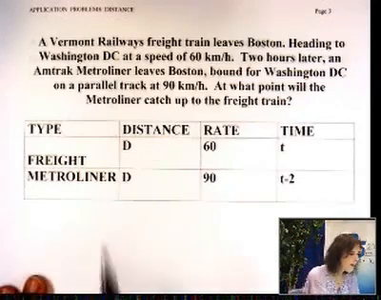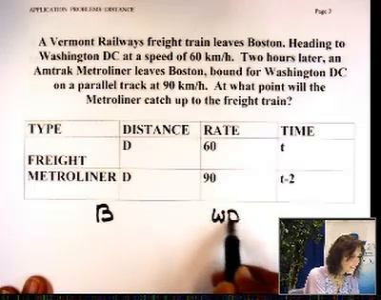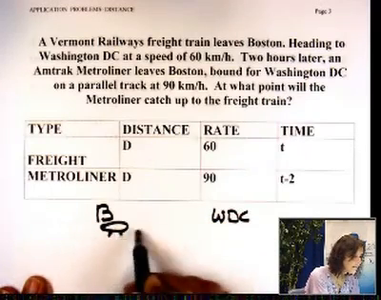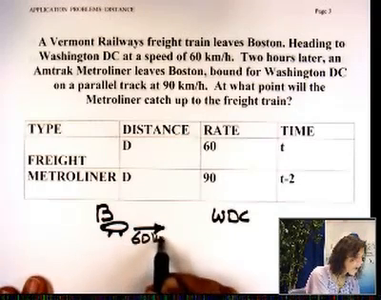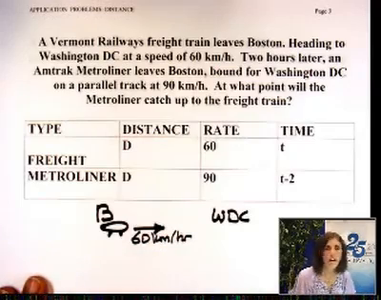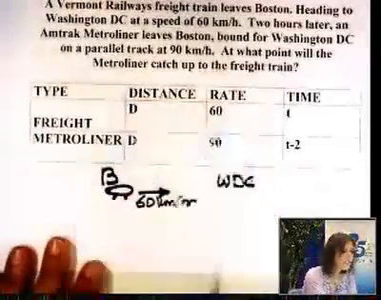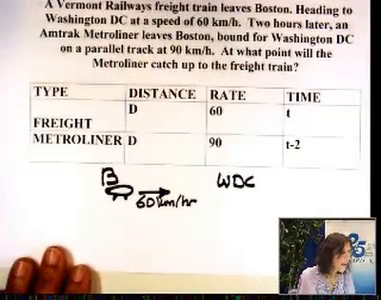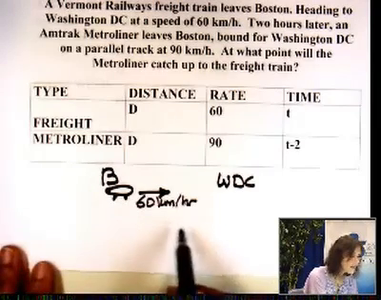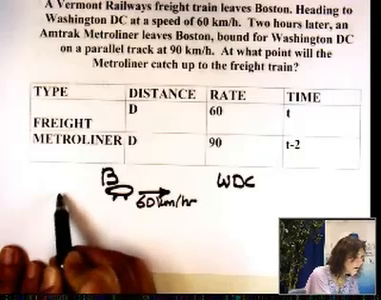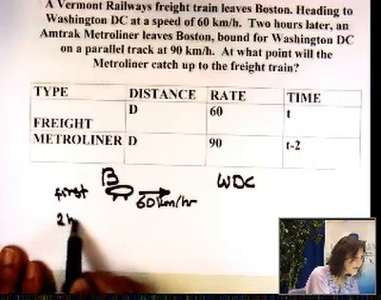So the first train leaves Boston. Here's my Boston, and heading to Washington, D.C. Here's my train. Okay? And he goes 60 kilometers per hour. So I put that down. 60 kilometers per hour. Now what happens is 2 hours later, so 2 hours go, so this guy is kind of like here. This is first. 2 hours later is 2 hours later.